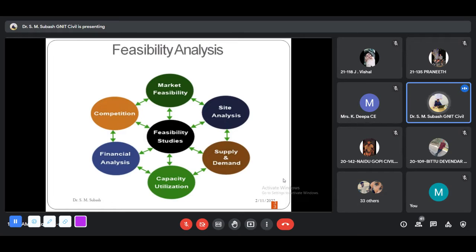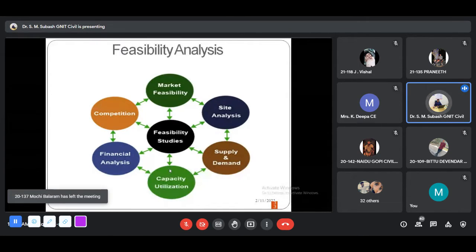This is what I have told already. Feasibility analysis: first you need to find the site, then supply and demand. If you are going to develop one product, what is the supply and what is the demand? Is supply more or demand more? If demand is more, you need to think. Then capacity utilization: if supply and demand are uniform, only then can you utilize the capacity.